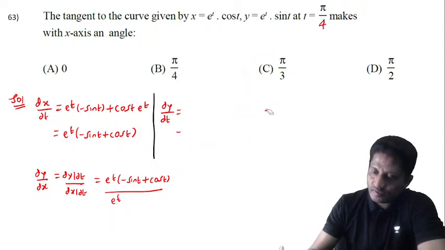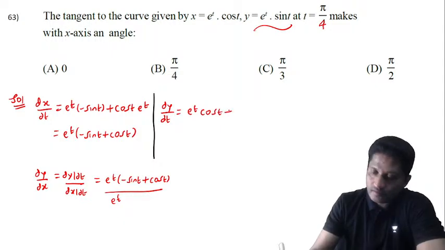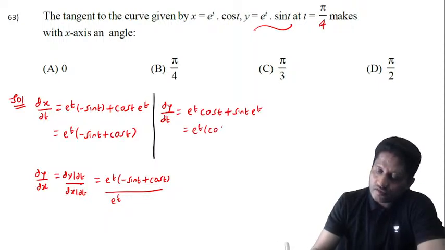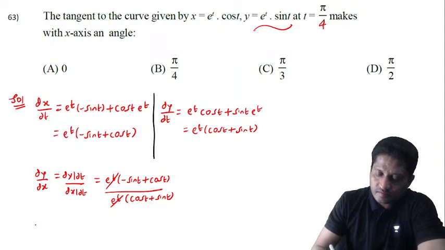dx by dt is equal to: first function is e power t, differentiation of sine t is cos t, u into v dash plus v into u dash. If I take e power t common, you will get cos t plus sine t. Now if I substitute, this e power t will get cancelled. dy by dx when t is equal to pi by 4.